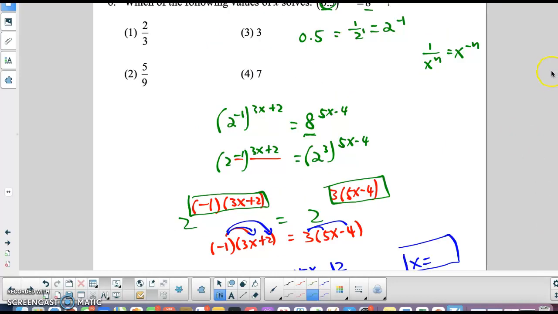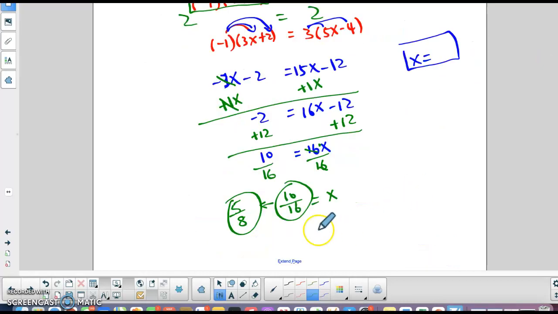Okay, so 5 over 9, sorry. I think I made a mistake somewhere. Oh, sorry, this is -3x, my bad. So that should be -3x, so that is 18. Divide both sides by 18 instead of 16, so that should be 5/9. Okay, all right, that's one.